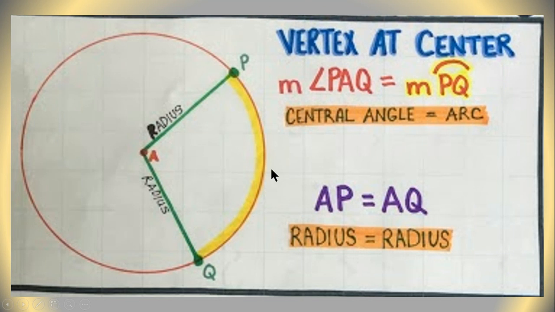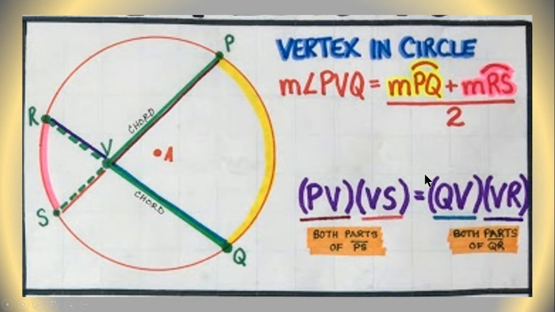So if we look at the first one where the vertex is at the center, we've already covered this one. This angle is called a central angle. So angle PAQ, whatever the measure of this angle is, the arc PQ will have the same measure.